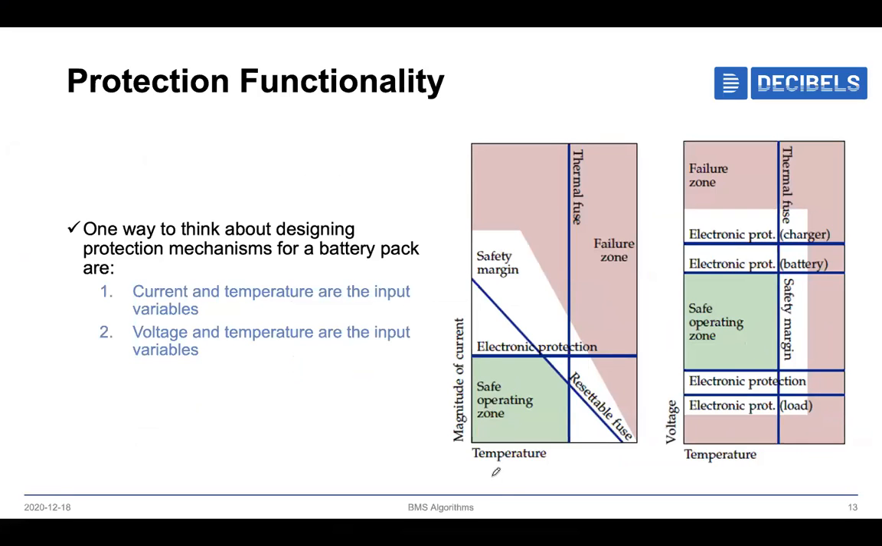Here we have temperature on one axis and current on the other axis. These are measured values. Here we can see two regions: one highlighted in red, and the other in green. The green one is a safe operating zone where we can operate the cell without any issues. The red zone is a failure zone. This is the limit we can go up to, which is defined by the cell manufacturer.